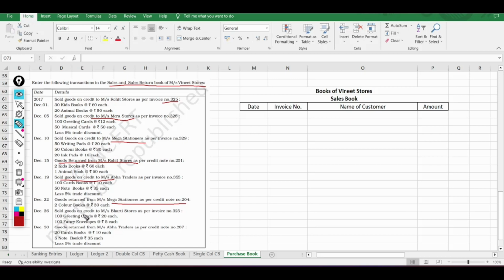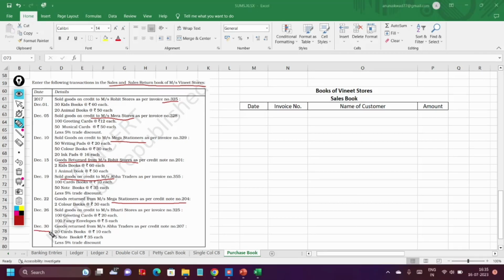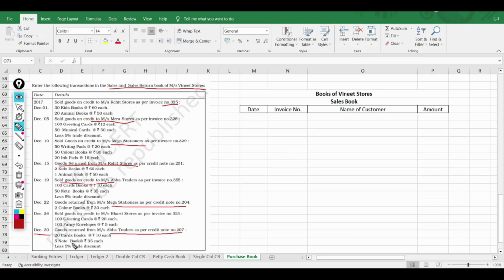December 26th, sold goods on credit to Bharati Stores as per invoice 325, 100 greeting cards at 20 each, 100 fancy envelopes at 5 each. December 30th, goods returned from Abha Traders as per credit note 207, 20 greeting cards at rupees 10, 5 notebooks at 35 each, less 5% trade discount.